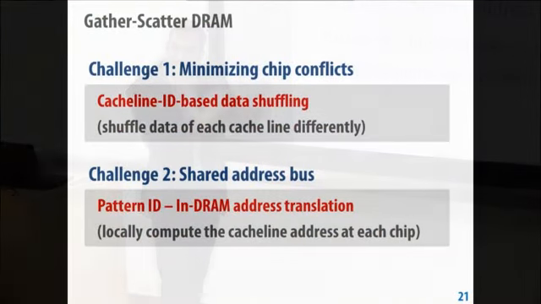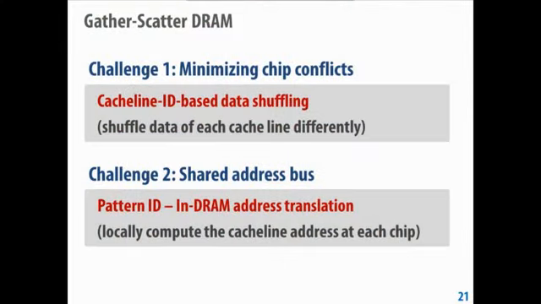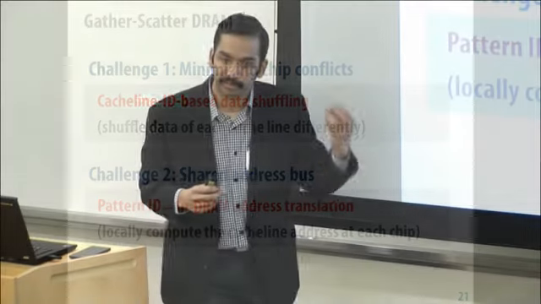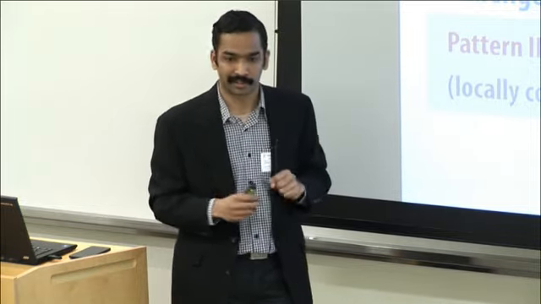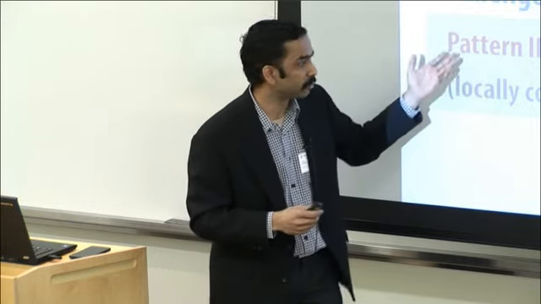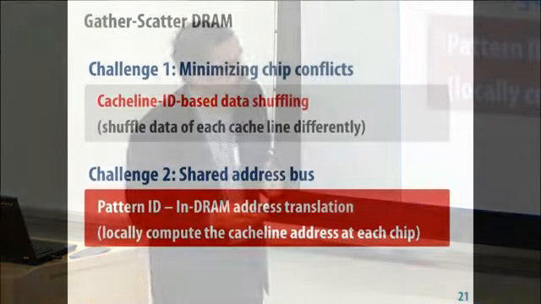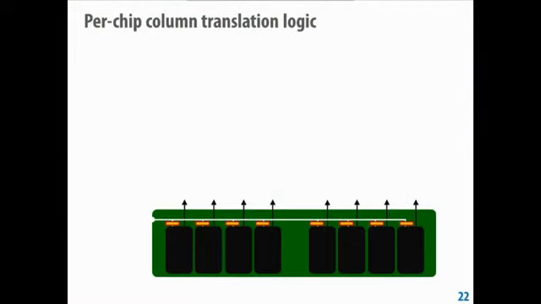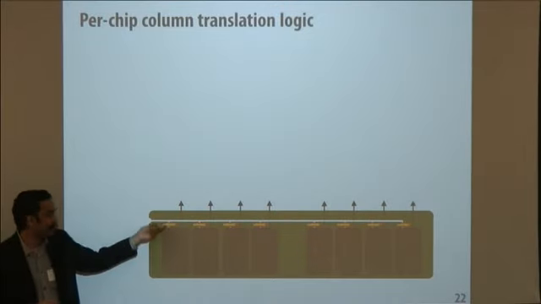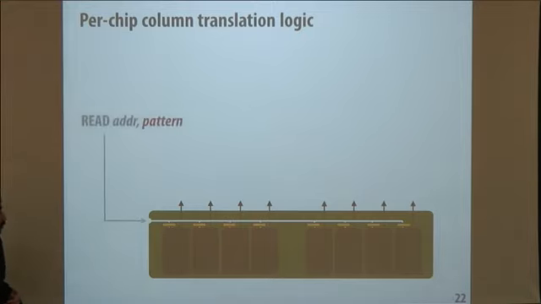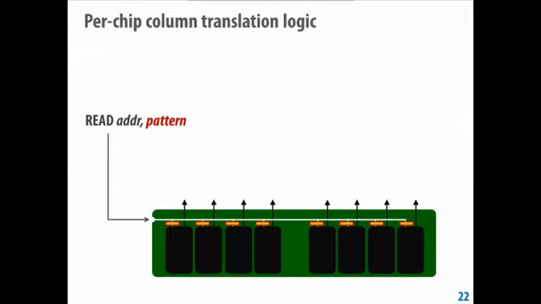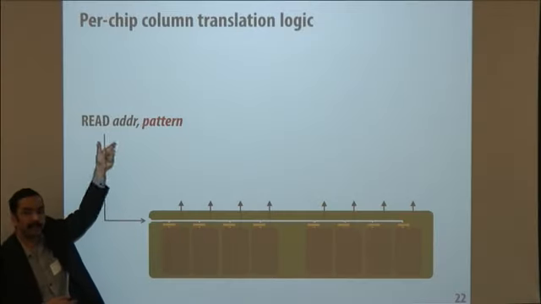So what we actually show is that the math behind this shuffling allows us to use a small piece of logic in front of each chip to locally compute the address at the chips. That is why we introduced the notion of a pattern ID. The idea is to put a small piece of logic in front of the address bus connected to each chip, and that logic computes which address the chip is going to access. Similar to before, the memory controller issues a read command with an address, but in addition, it provides a pattern ID.